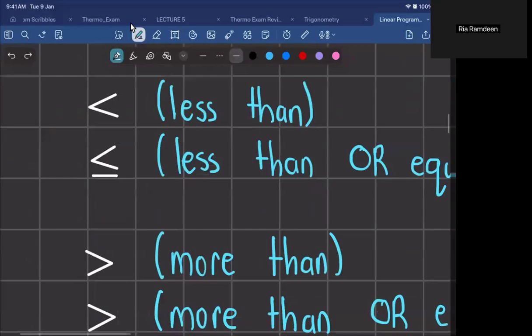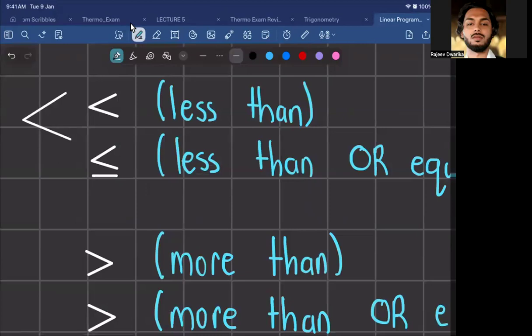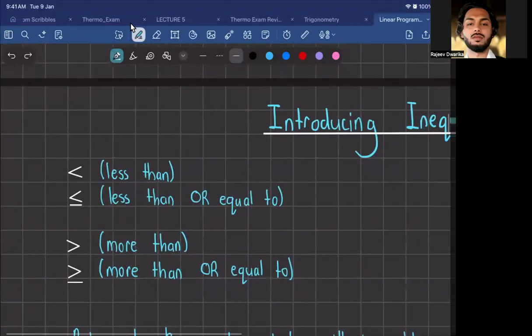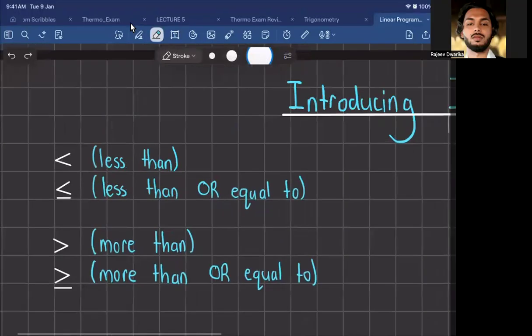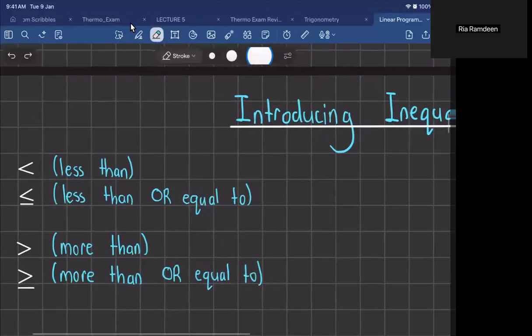I use GoodNotes features to do that. But these are the things you need to know. So the less than sign looks like that. The less than or equal sign looks like that. The more than sign looks like that, and more than or equal to looks like that. Let me show you all a quick way to remember this.